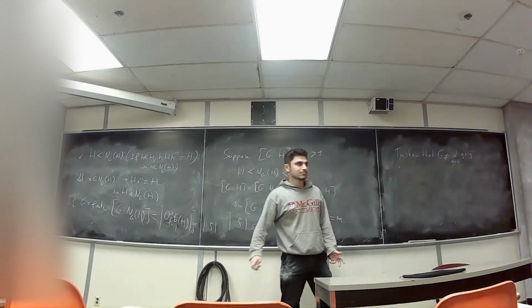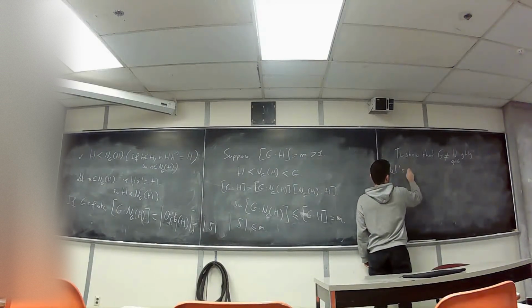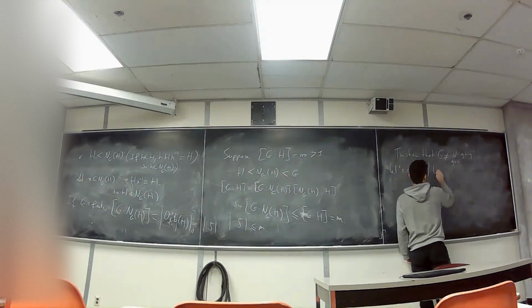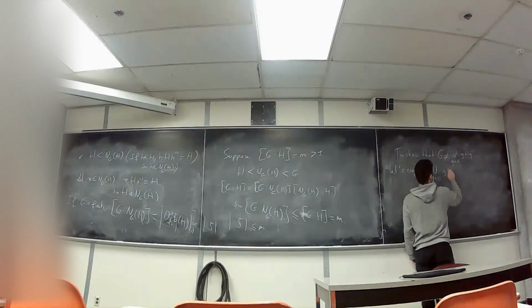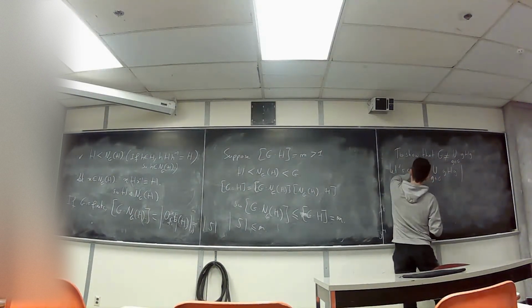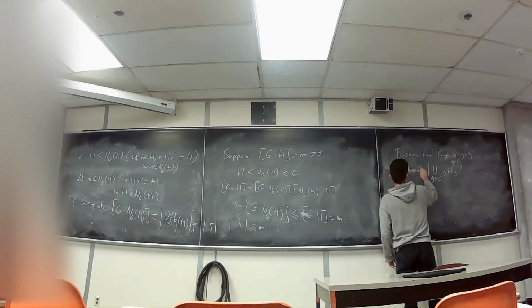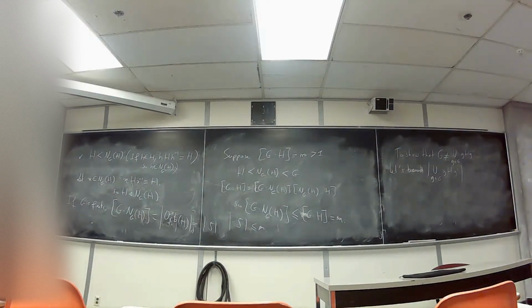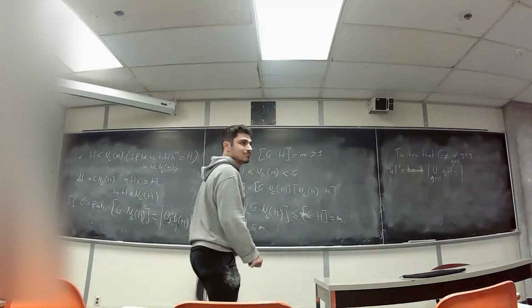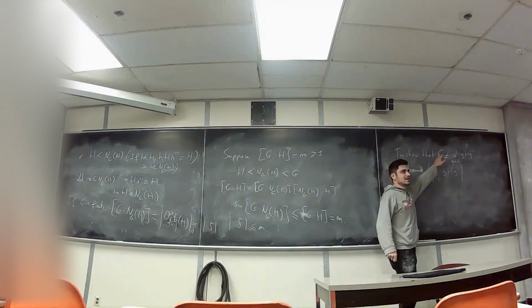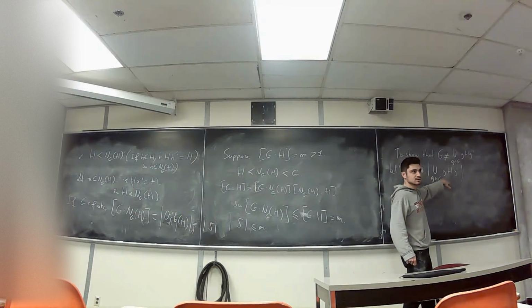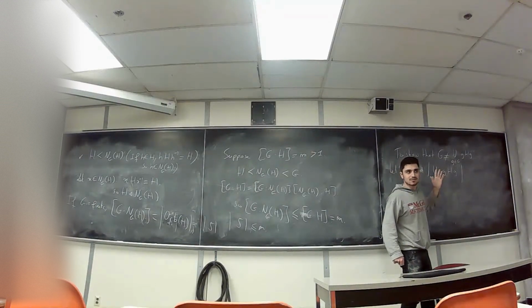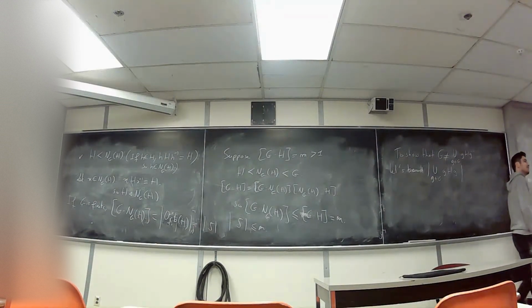let's just count. So if I manage to show that this union has strictly fewer elements than G, then I'm done. Isn't that right? Suppose G has 15 elements. If I show that this has strictly fewer than 15 elements, then I'm done. Agree with this? Okay.